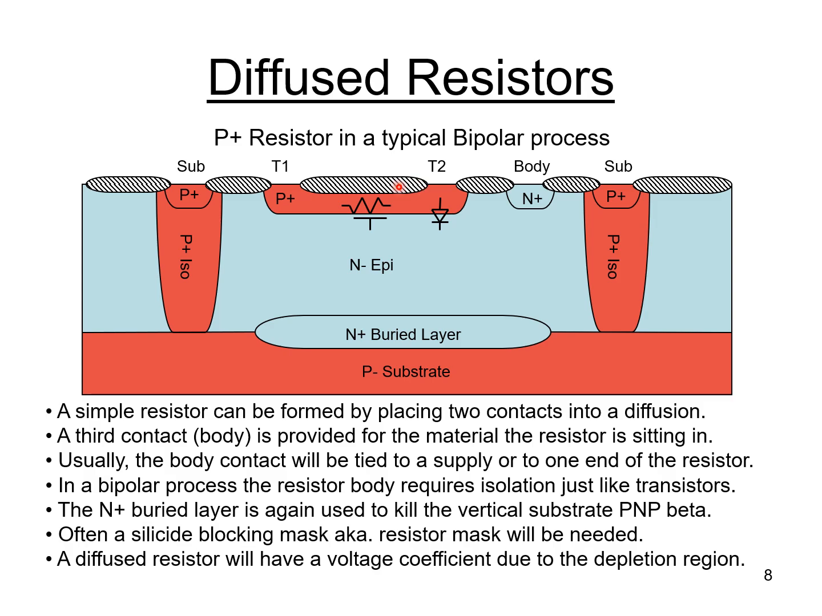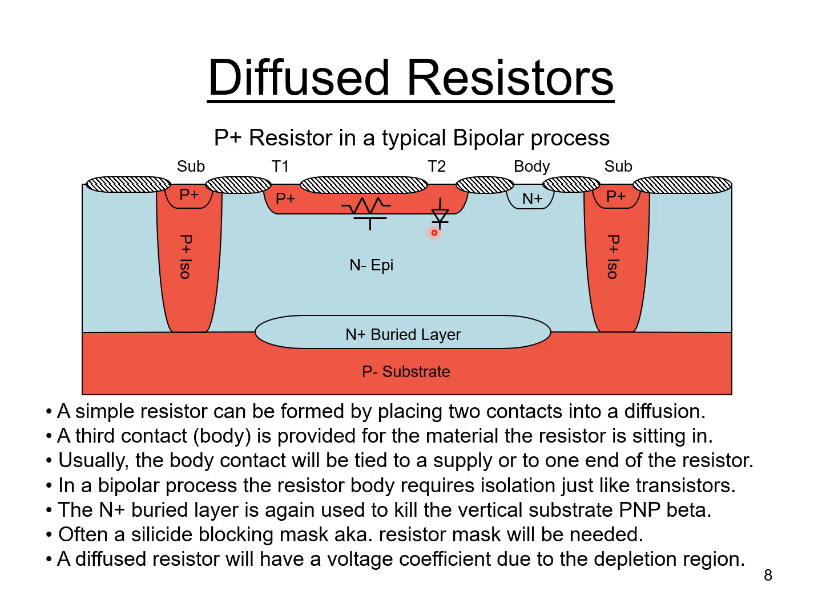Now diffused resistors will have a voltage coefficient, and that means that as you change the voltage across the resistor, or maybe move the two terminals up and down relative to the body, the resistance will change. Say you were measuring this on a curve tracer, it might not look exactly like a straight line. At low voltages it would look pretty much like a nice straight line, but as you got to higher voltages you might see it start to bend a little bit. And that's a voltage coefficient.